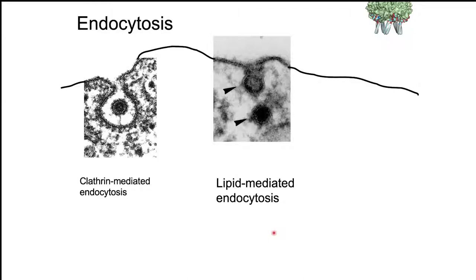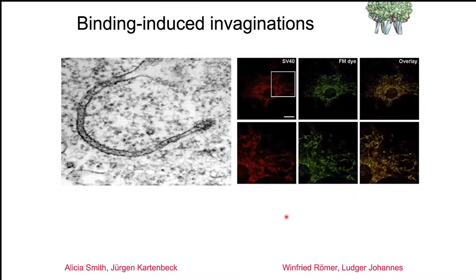And when Alicia Smith, the postdoc in the lab of Ari Helenius, added lots of murine polyomaviruses to cells, she could find that these form very tight fitting long tubular structures in which one virus after the other was assembled. And then together with Winfried Römer and Ludger Johannes at the Institut Curie, we could show that these tubes are indeed surface connected and they can go throughout the entire cell, as you can see here, by co-staining with the FM dye added exogenously to the cell culture medium. So SV40 binds to membranes and then makes these tubes.